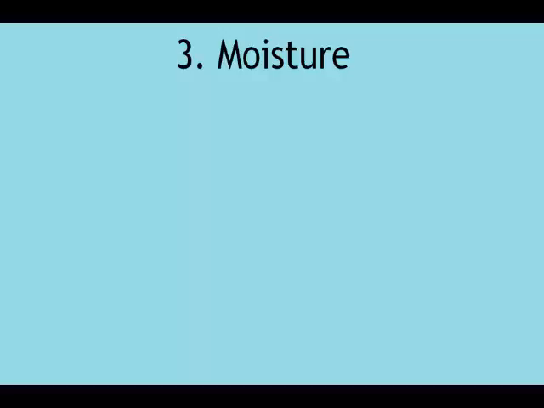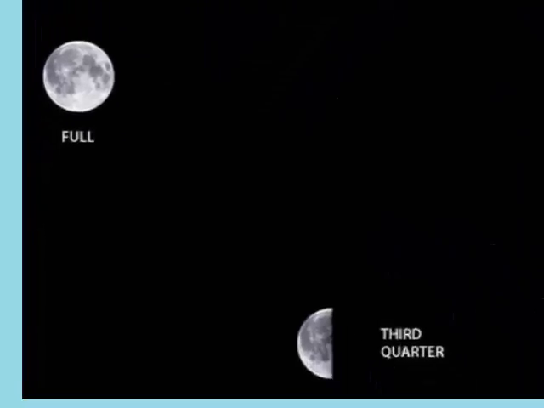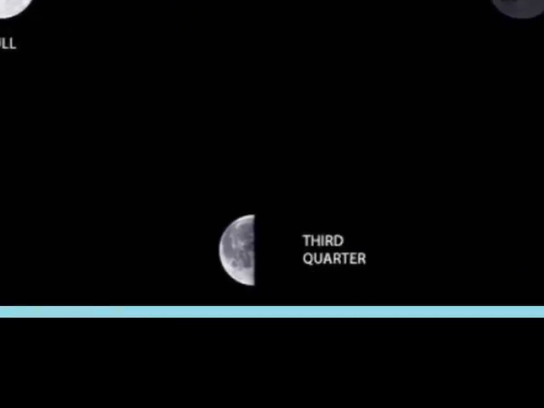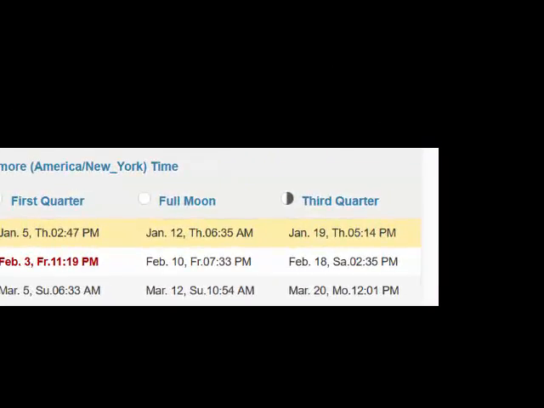Next, we have the moisture chart, and that is based on the phases of the moon. We have 4 phases per month, roughly 7 days each. The new moon, the first quarter moon, the full moon, and the third quarter moon. The 2 phases we are concerned with are the first one on February the 10th, and the second one on February the 18th. Because my weather forecast period is from February the 10th to February 20th.